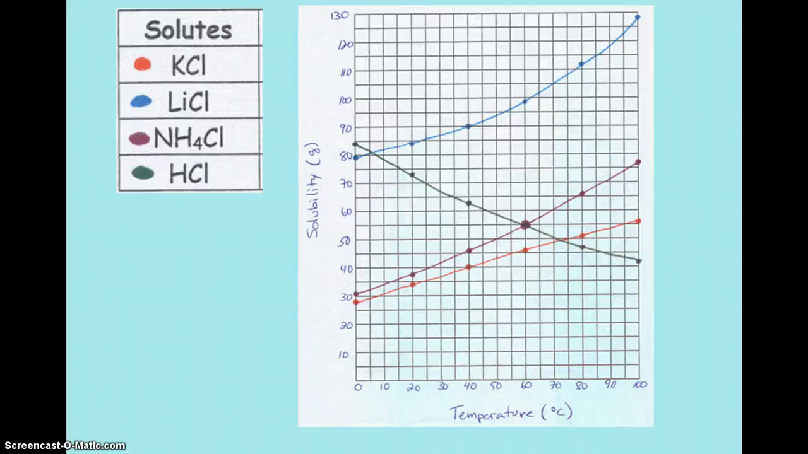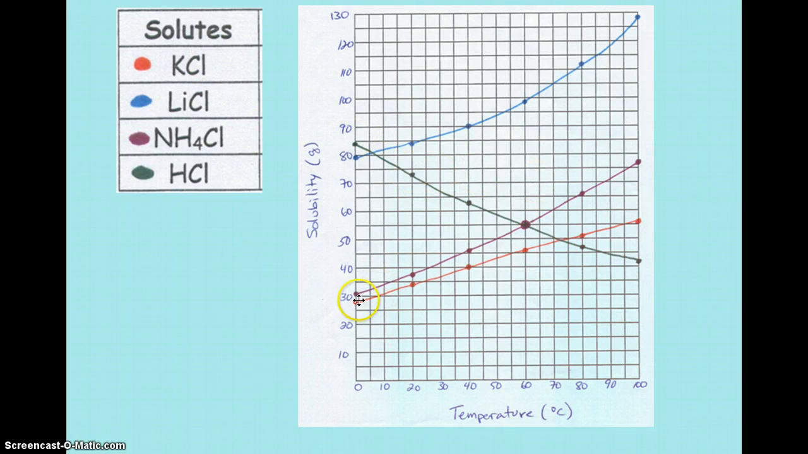Alright, so hopefully your solubility curves look like this. This is my pretty graph. And so we're going to look at the part 1 questions, so hopefully you have that in front of you. The first question says, how does the solubility change over the temperature range for KCl, LiCl, and NH4Cl? Potassium chloride, lithium chloride, ammonium chloride.